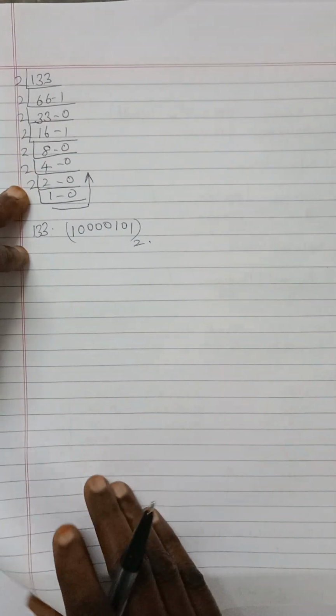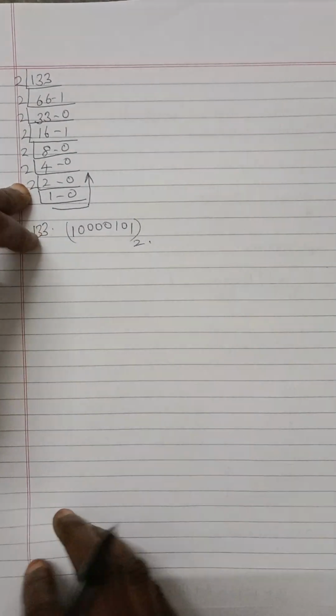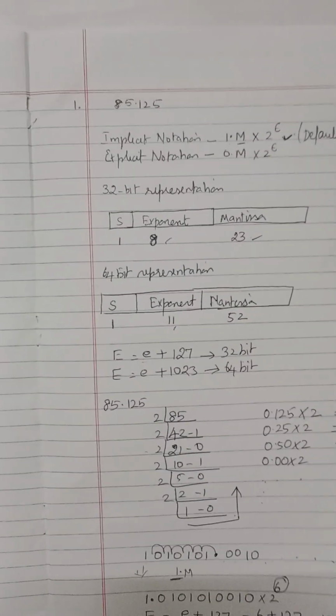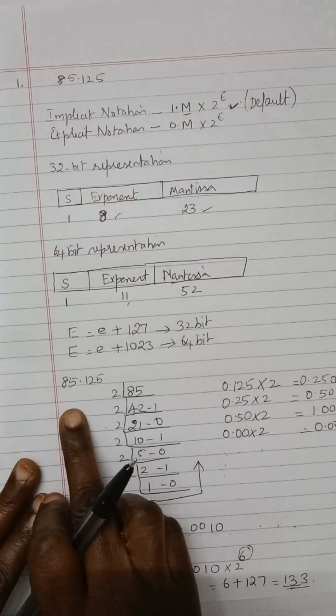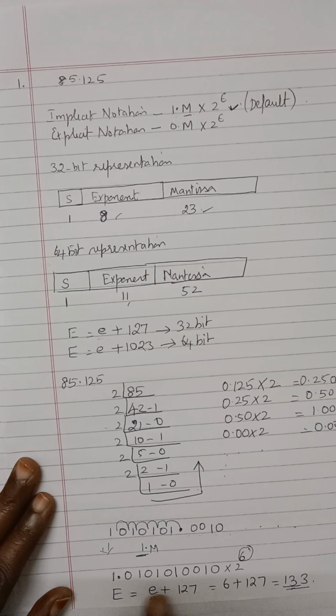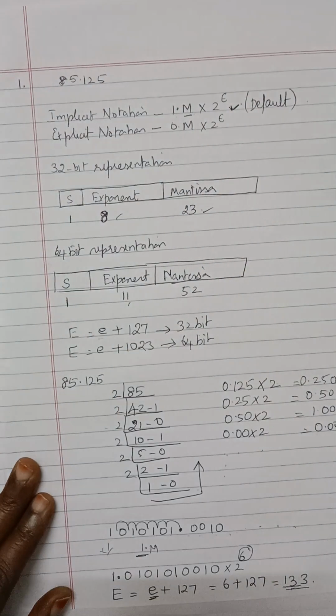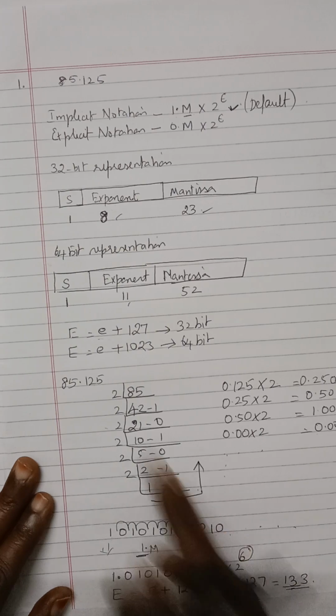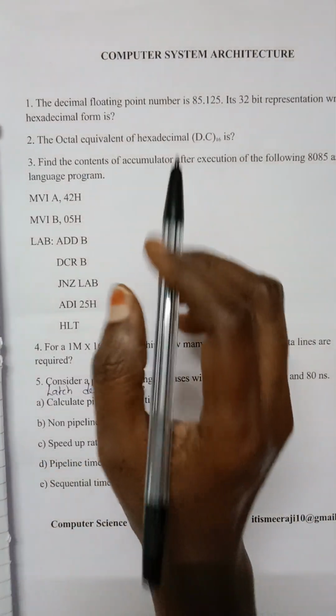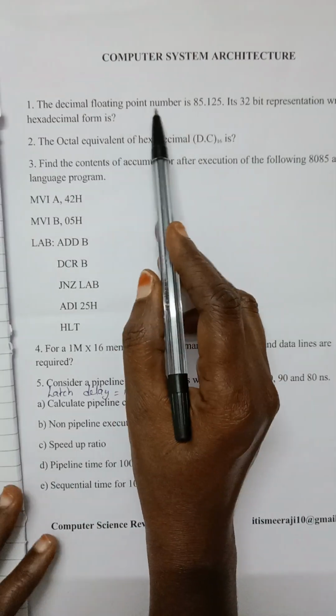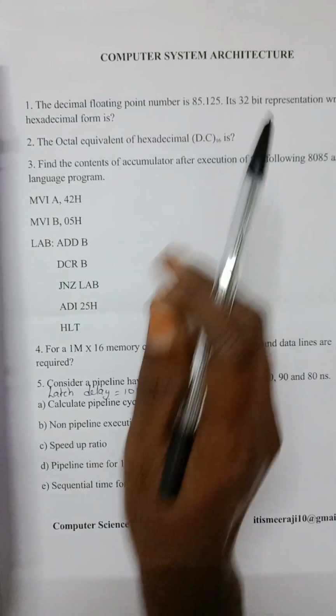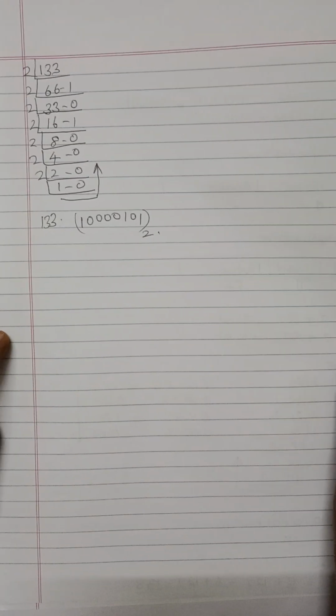That's it. We have found all the values, right? Now we have to write the values. Here we have found the binary for 85.125. We have found the value for the exponent, that is 133, and we found the binary also. Now the sign bit. What will be the value of the sign bit? Here it is a positive number. So the decimal value 85.125 is a positive value only. So the sign bit will be 0 only.